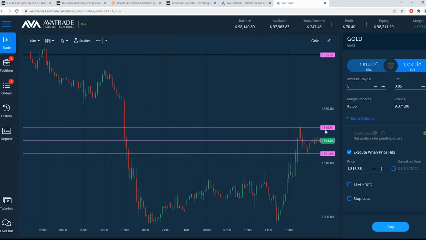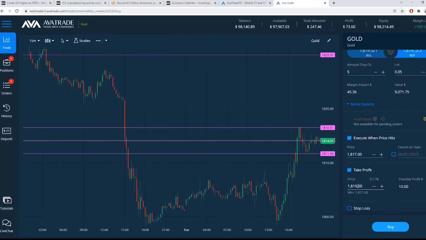If it breaks above 18.1650, so let's say 18.17, if it hits 18.17, I want to buy. Okay, take profit then's up here at 18.29 or 18.30. That's the resistance. So let's say 18.29, just before the resistance up there that we drew.